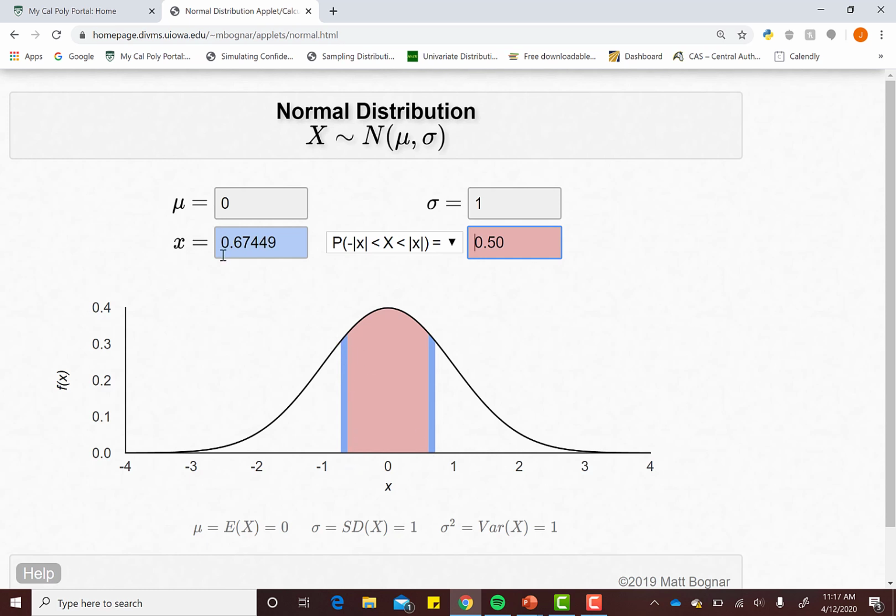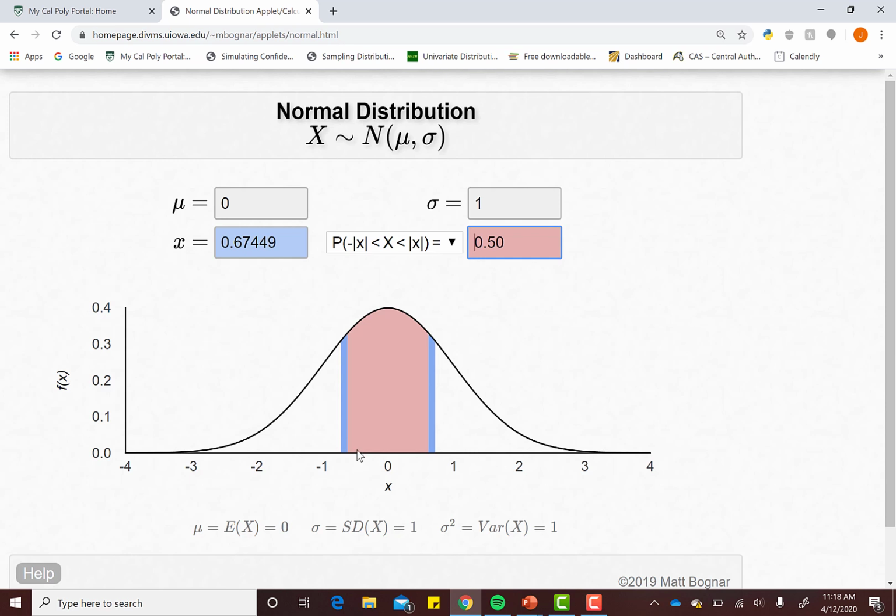Now this only gives you the positive version, but since our distribution is symmetric, we know this value is 0.6745 roughly, and therefore this value should be negative 0.6745. What's going on the right-hand side is exactly what's going on the left-hand side because of this symmetry.